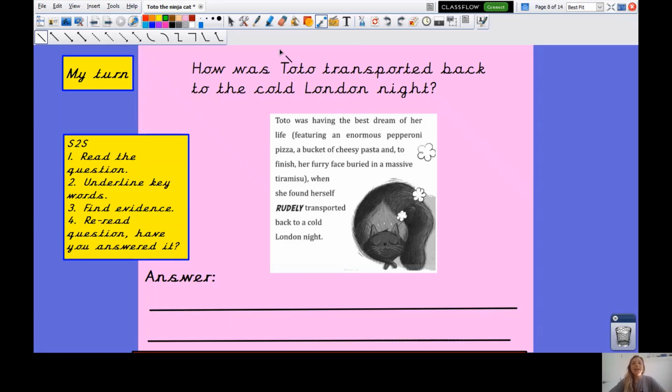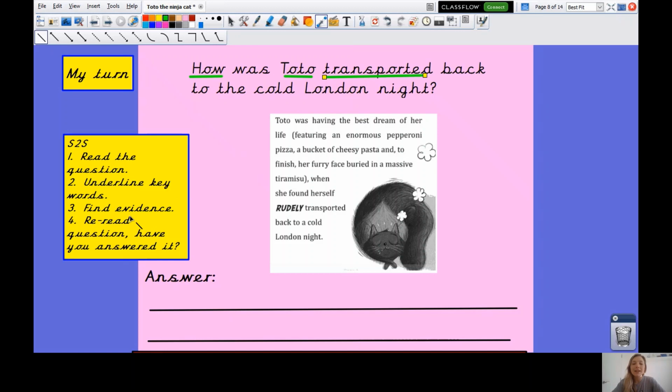Okay, so now we're going to be looking at literal questions and answers at our text. We're going to follow these steps of success, and here is an example. So, how was Toto transported back to the cold London night? That's me reading the question. Next, I want to underline the key words, and we might want to be underlining the key words both in the question and also in the text when we find our evidence, which will be our third step. But let's underline the key words in the question. How was Toto transported back to the cold London night?